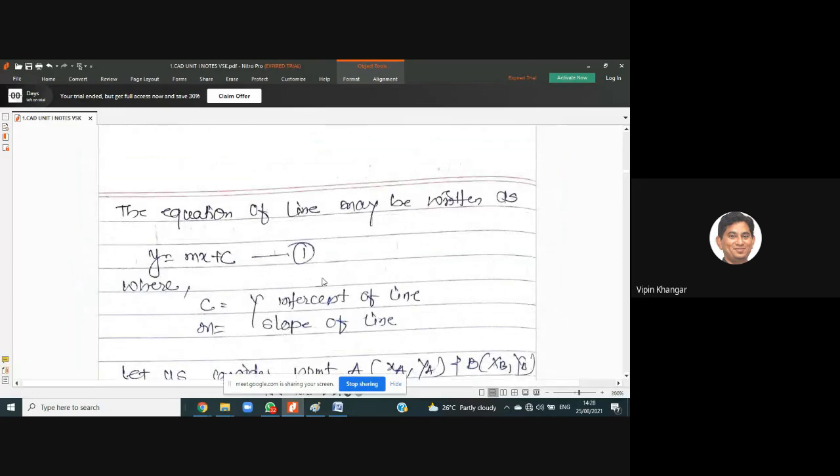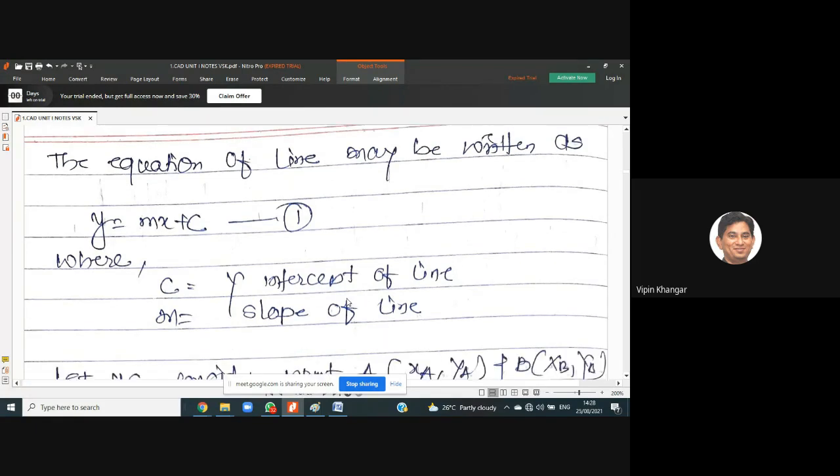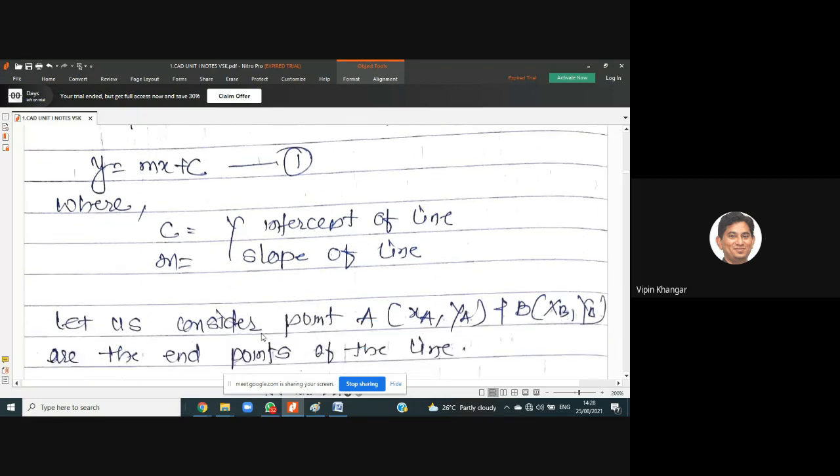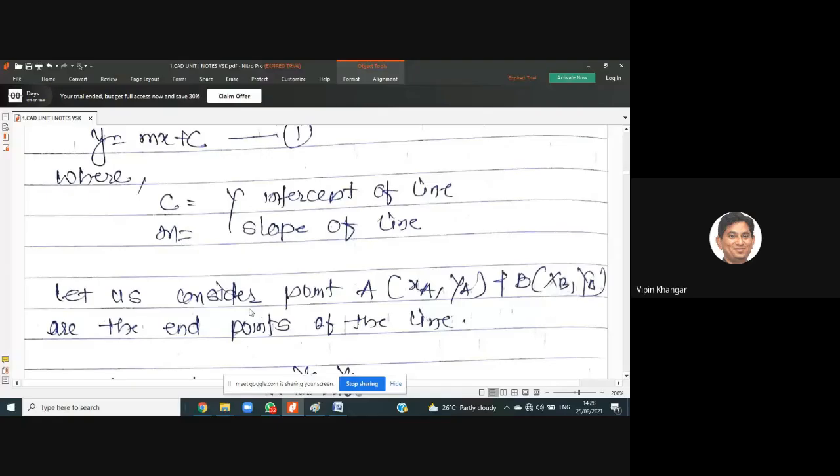So the equation of line: how can we write down that equation? y is equal to mx plus c. Now I'll show the step-by-step algorithm here, where c is the y-intercept and m is the slope of the line. So let's consider, just like what we have seen in the diagram.